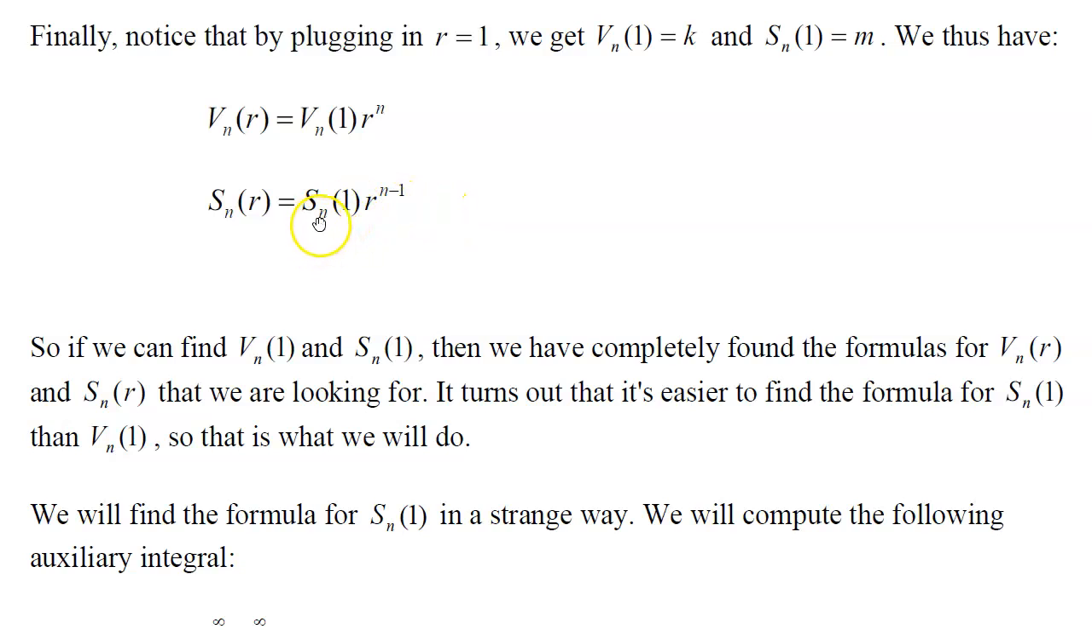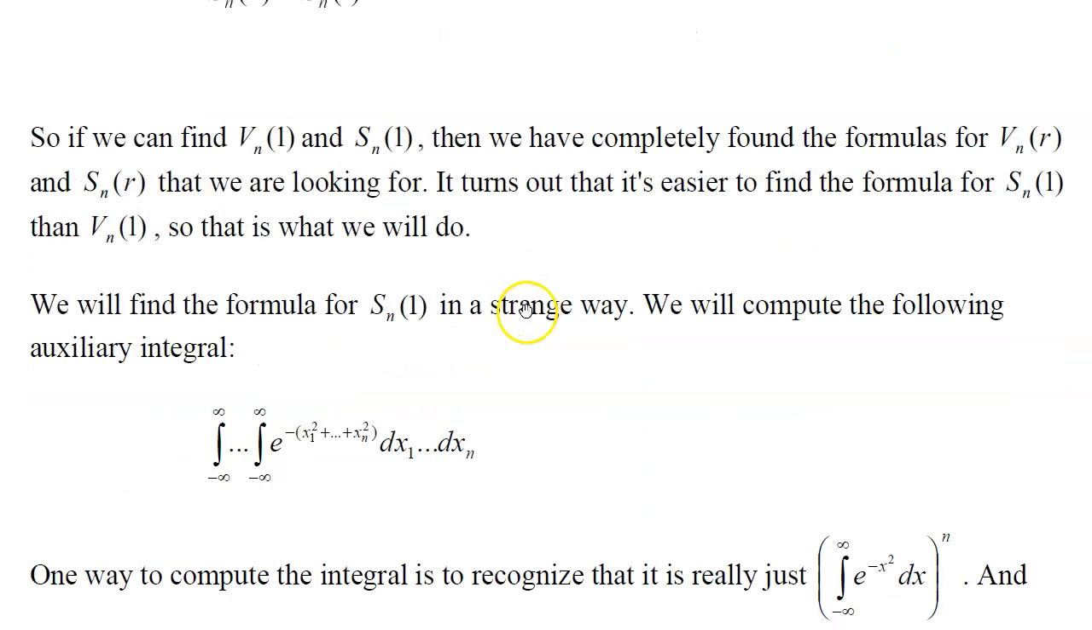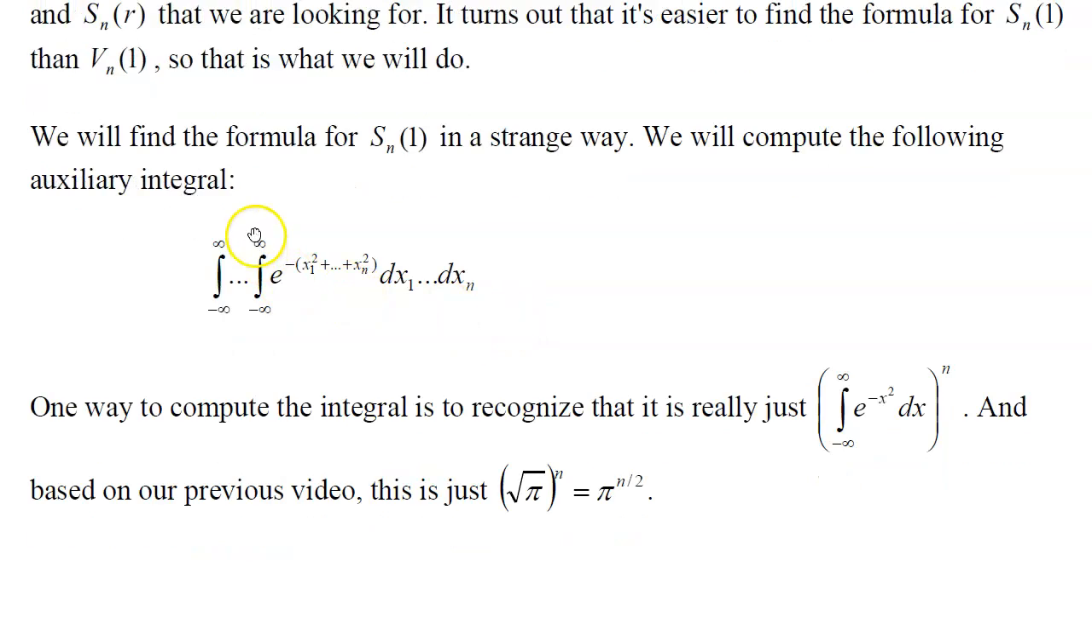Now, it turns out it's easier to find s sub n of 1, the surface area of a ball of radius 1, than the volume of a ball. So how do we find the surface area of a ball of radius 1 in n-dimensional space? Well, we're going to do it in a kind of strange way. We're going to compute a certain integral, and you might wonder what this integral has to do with anything here, but we're going to compute what we'll call an auxiliary integral.